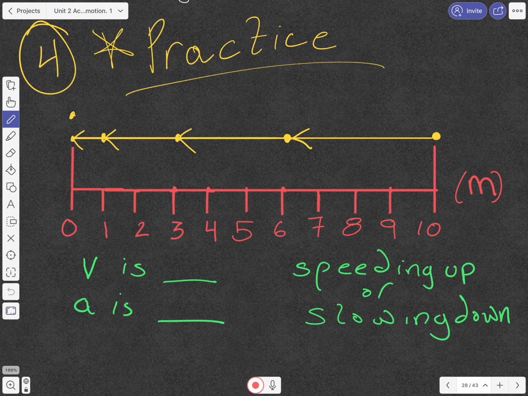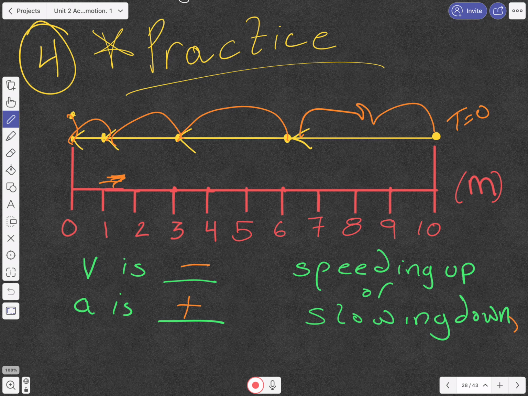And so for our last practice for this, again, we start here. And we're definitely going into the negative direction here. So velocity is negative. Now we can tell that our arrows are getting shorter, which means our acceleration must be working this direction, which means it must be positive. So our object is once again slowing down.